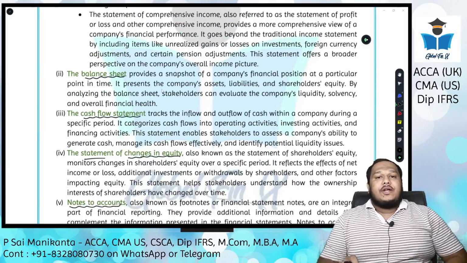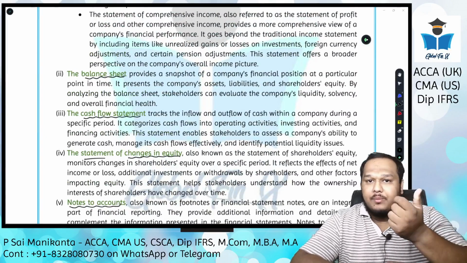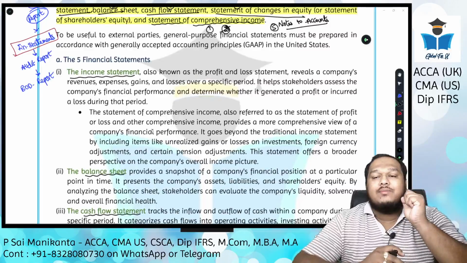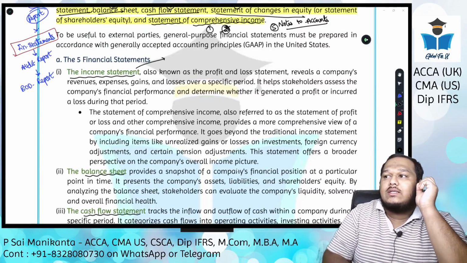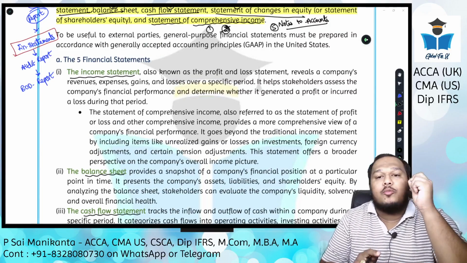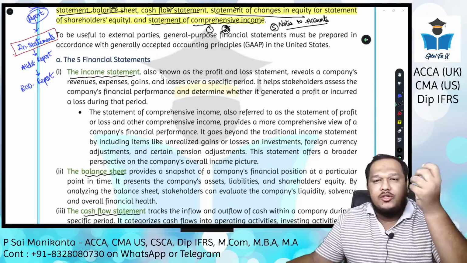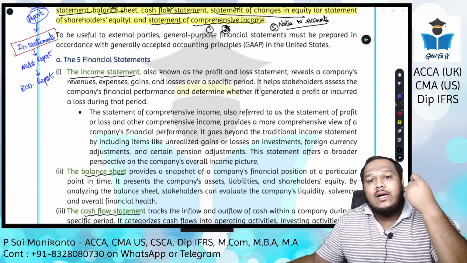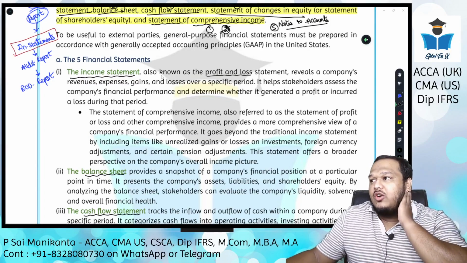So first let's try to understand what are these five financial statements, what do they talk about, and what is their purpose, one by one. First, if I talk about the income statement, this is nothing but what you guys used to call a profit and loss statement or profit and loss account. In your plus one, plus two, in your graduation, everywhere you have done profit and loss. So that is called the income statement. Simple. Also known as the profit and loss statement.